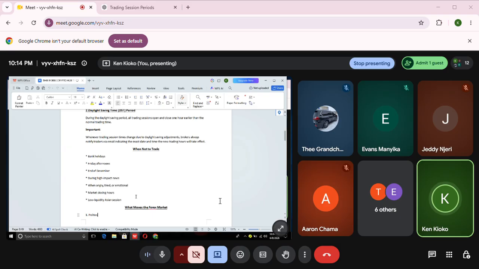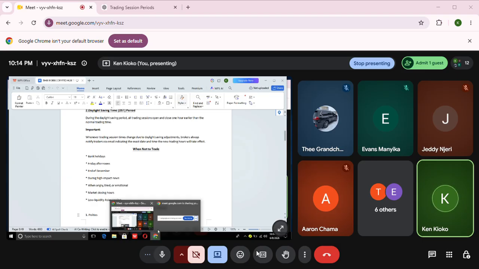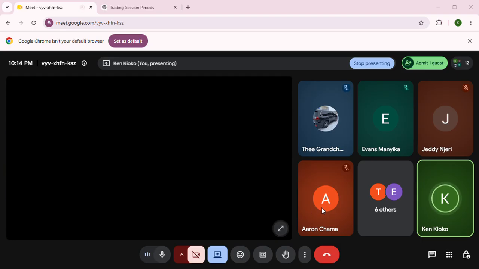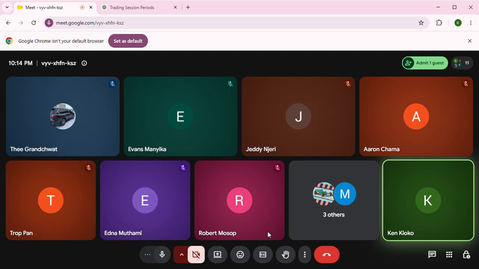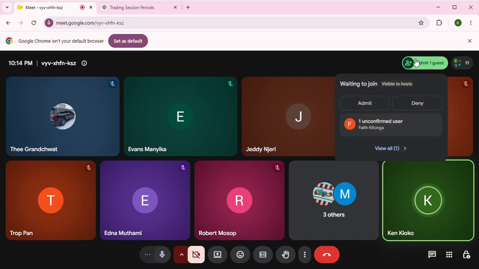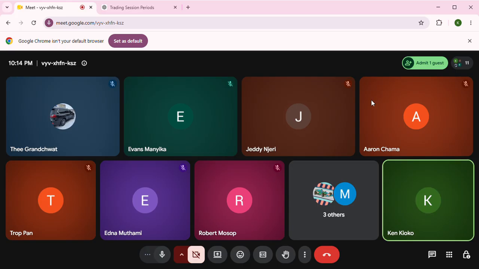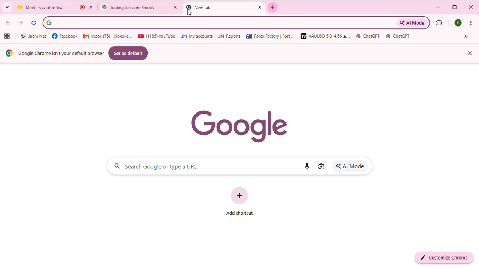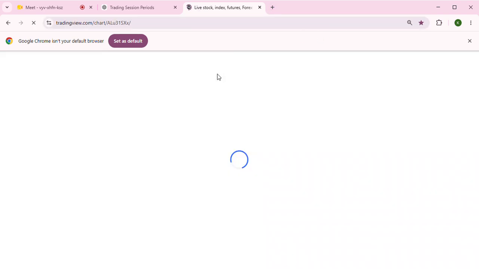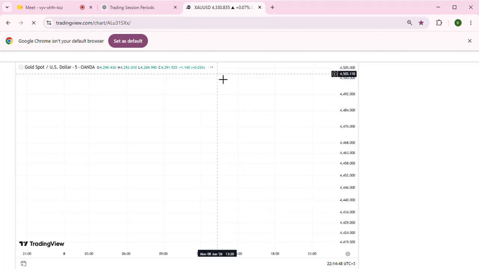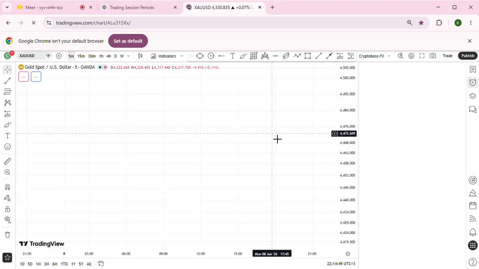We are now at 10:15. So it's highly advisable not to enter the market during times like now. Don't enter the market at a time like now, right? Because right now, even if you go to the charts and see, there's no volatility in the market. The market is just there. Let me just share the charts and you will see. There's no volatility in the market right now.